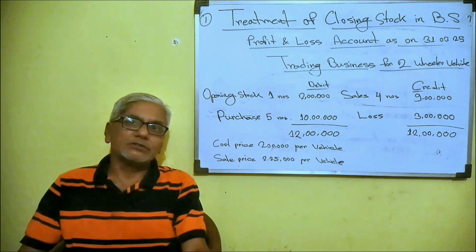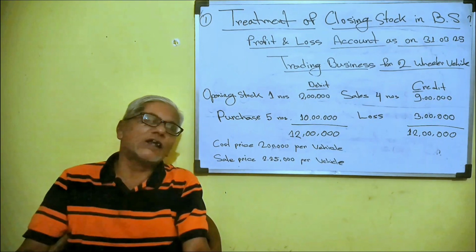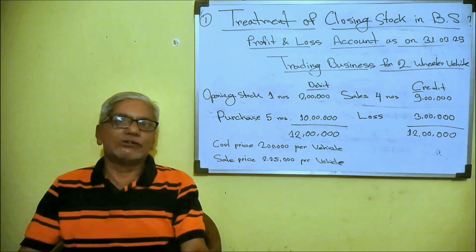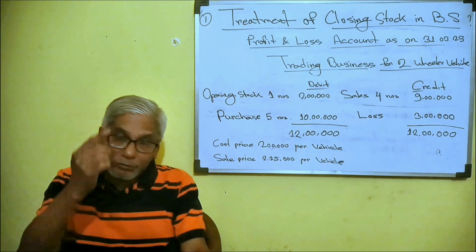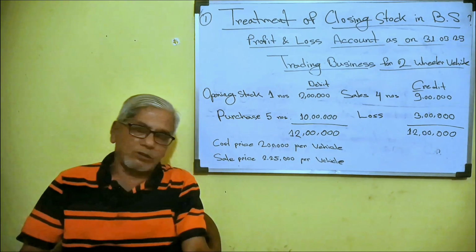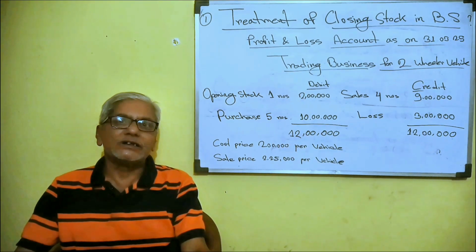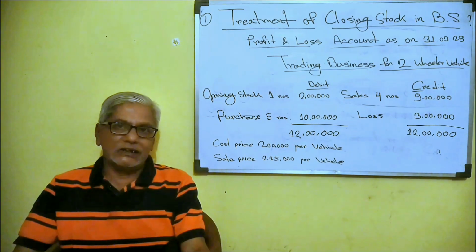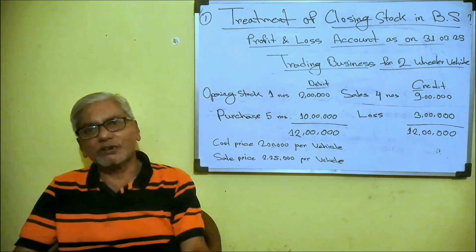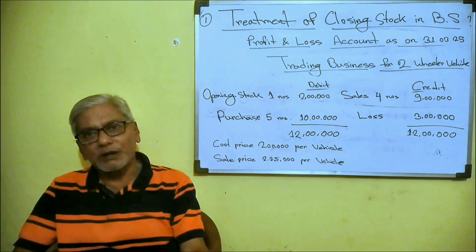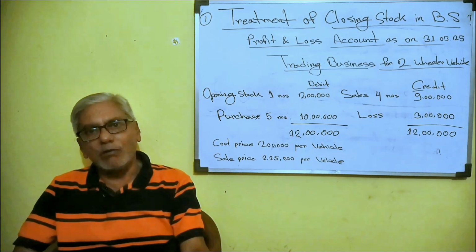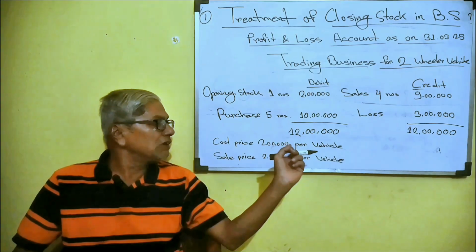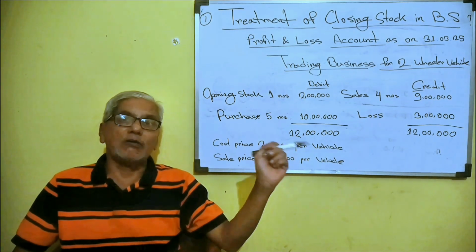What will be your answer? Some typical accountant will say, no, debit and credit have tallied, so this is correct. But you must apply your common sense and logic. What does logic say? The cost price per vehicle is 2 lakhs. The sale price per vehicle is 2 lakhs 25,000. So what is the profit per vehicle? 25,000. So how much profit will come? 4 into 25,000, that is 1 lakh profit will come.